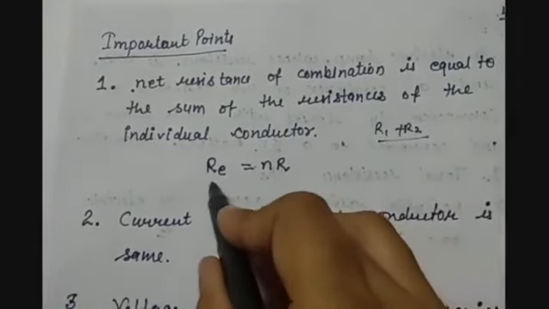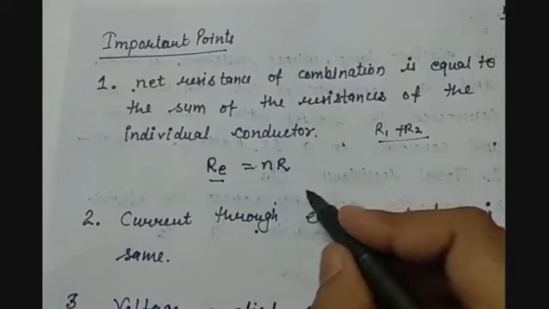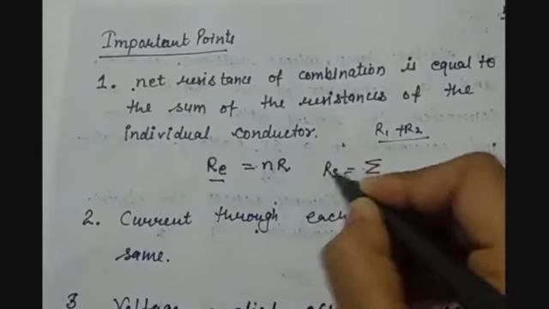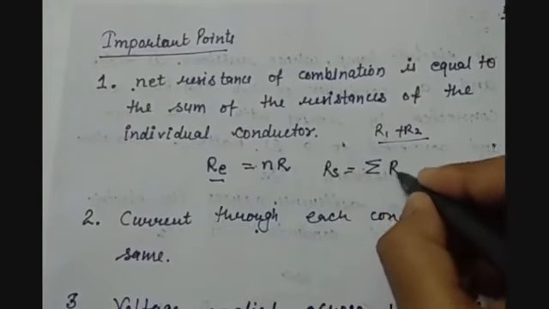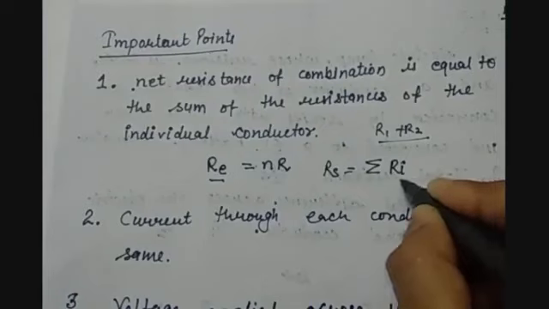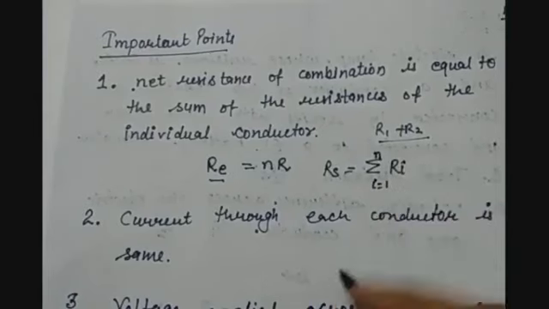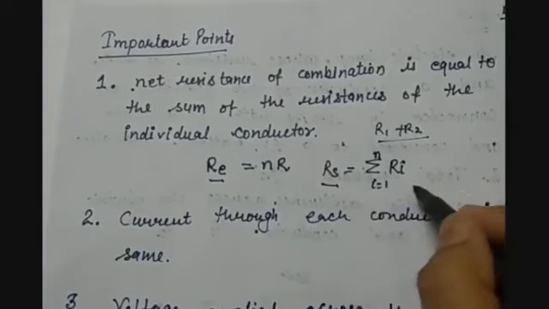So you can write it as R is equal to R1 plus R2 and so on, or it can also be written as Re or Rs is equal to the summation of Ri, where i is going from 1 to n. Whatever number of resistances you have, you can calculate the resistance in this way.